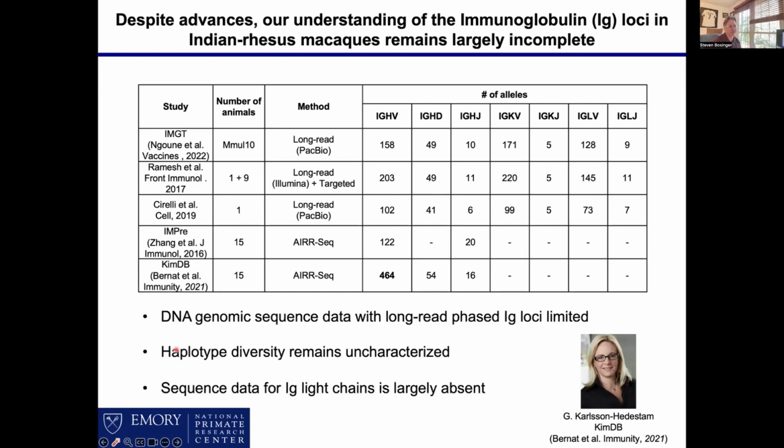However, when we were moving forward, we wanted to build something relatively comprehensive for the field, that would incorporate not just repertoire sequencing, but also DNA sequencing to make a stable genotype of all these animals. Trying to get a nomenclature was going to be difficult because we didn't understand haplotype diversity. And lastly, there was still a dearth of data for the light chains that we wanted to address.